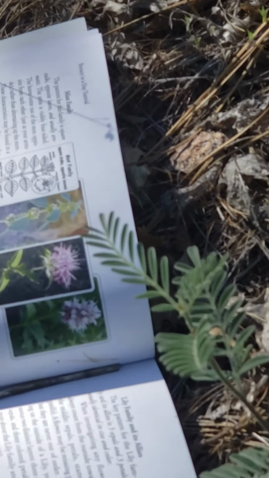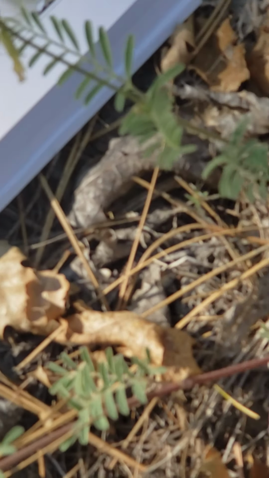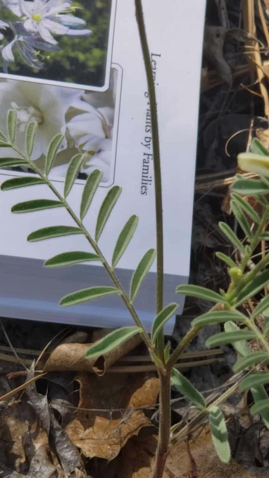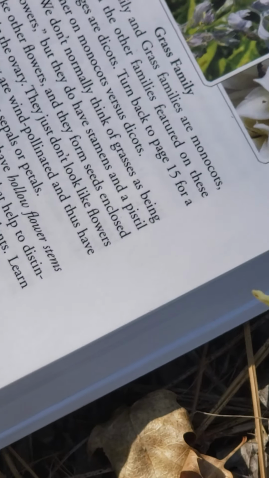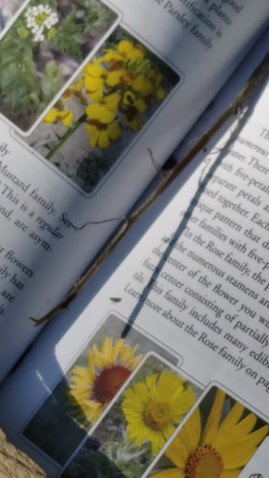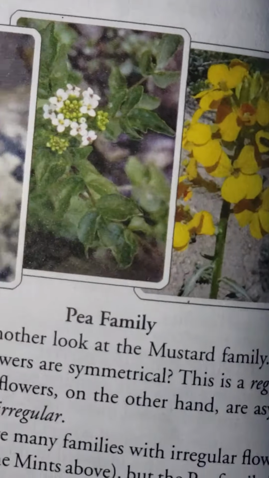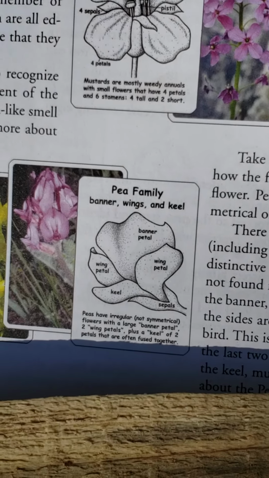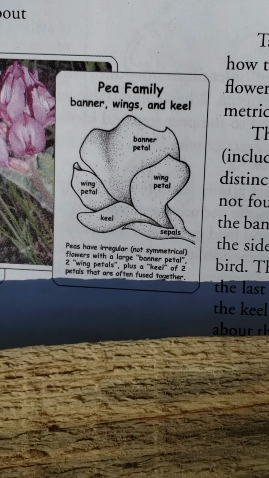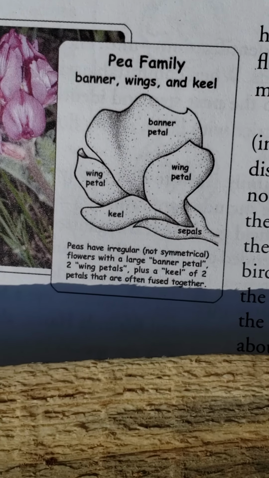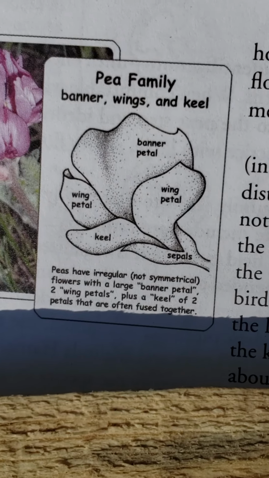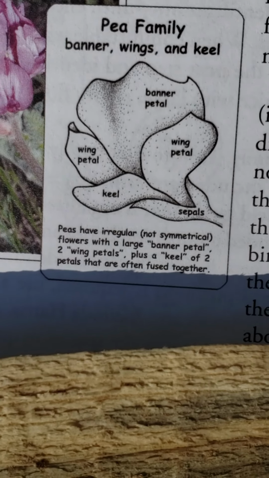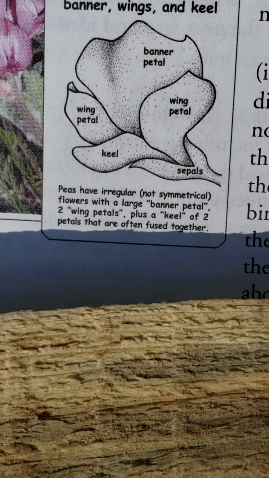So we're going to go back to our... Notice the pinnately compound leaves. Okay, we got pinnately compound leaves. And we're going to go back to our book, Botany in a Day, and find out what the pea family looks like. Okay, remember, this is the flower that has those interesting petals, the banner, the wings, and the keel. So it's an irregular flower.